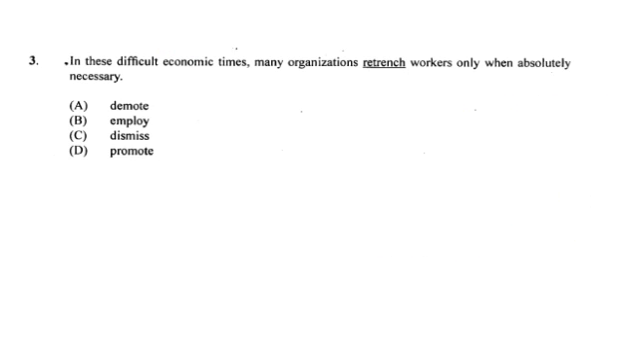Item 3. In these difficult economic times, many organizations retrench workers only when absolutely necessary. The answer options are A, demote, B, employ, C, dismiss, and D, promote. Retrench means to make redundant. As a result of the pandemic affecting our world today, a lot of people have been retrenched. This means that they are out of a job, they are jobless. So retrench means that you are made redundant.